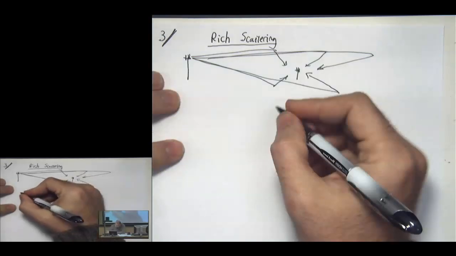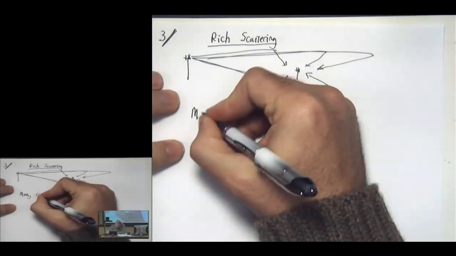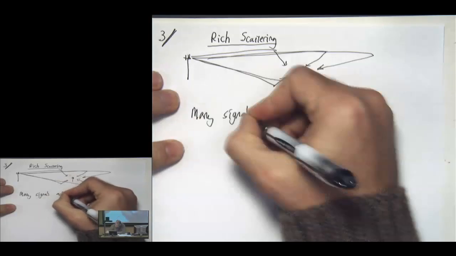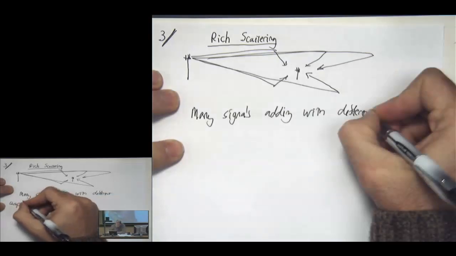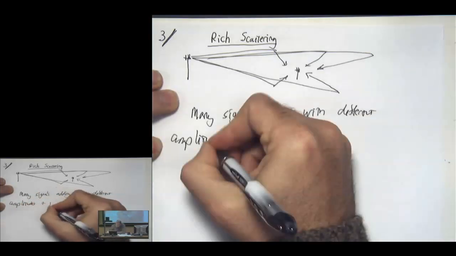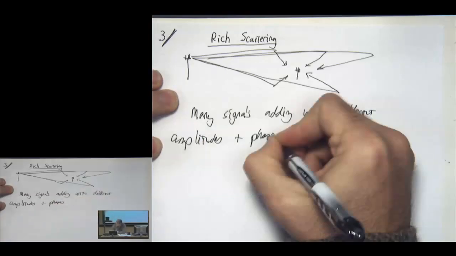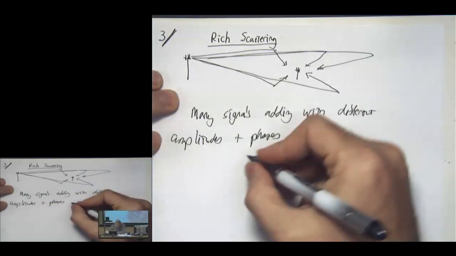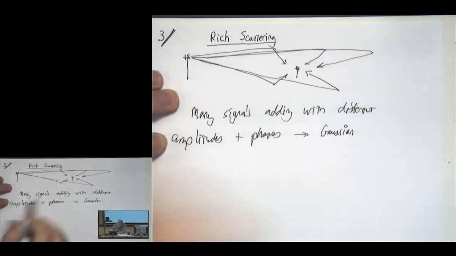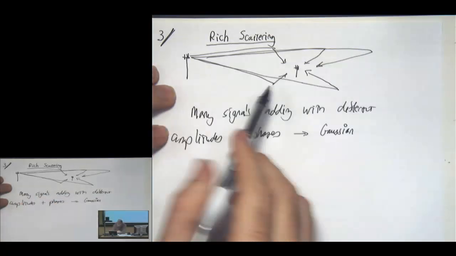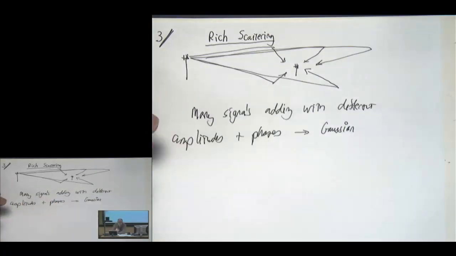So just to write that down, we have many signals adding with different amplitudes and phases. And so then you could say that this sort of goes to a Gaussian distribution by the central limit theorem. Now, of course, you can make that more precise if we make assumptions about what the channel looks like. So this is not a proof. I'm just giving you the intuitive argument about why it seems to make sense here.